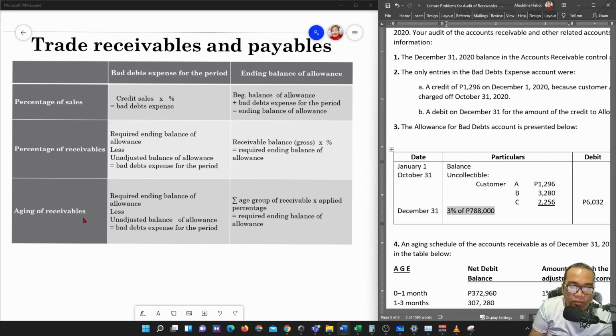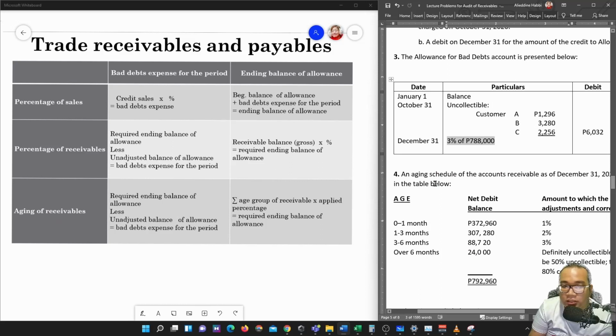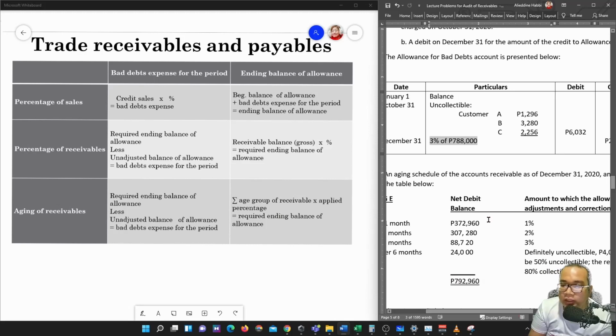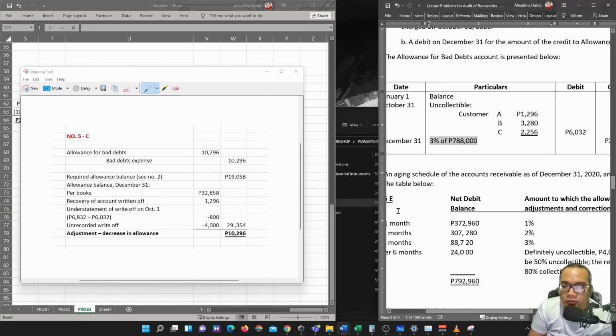Ito rin si aging of receivables. Meron rin tayong aging of receivables dito. Bad debt expense: ending balance, minus the unadjusted balance, para sa bad debt expense for the period. Kung saan yung ending balance ay summation ng each group of receivables applied with the percentage. Tandaan ninyo lang ito kasi sa FAR din ito, at magagamit ninyo rin ito sa auditing, pero nandiyan naman sa ibang lecture videos ko.